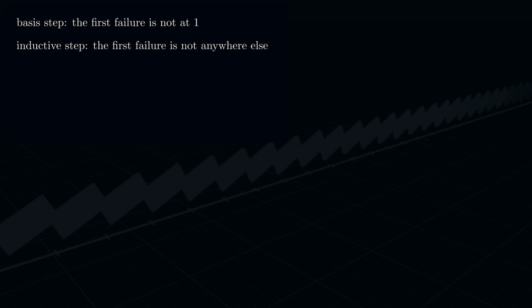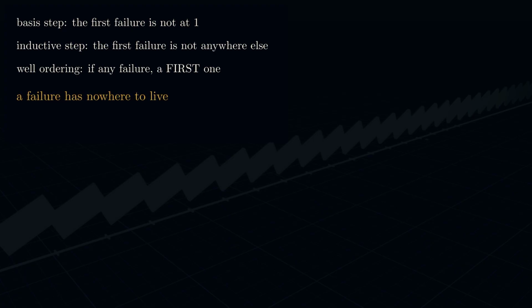Read what just happened, slowly, because this is the why. The basis step guarantees the first failure cannot be at position 1. The inductive step guarantees the first failure cannot be anywhere else, because whatever sits just before it would have knocked it over. And the well-ordering of the natural numbers guarantees that if there were any failure at all, there would be a first one. Those three facts leave a failure nowhere to live.